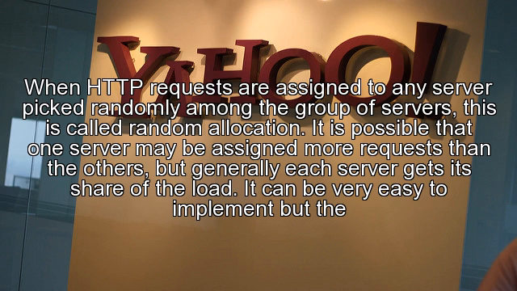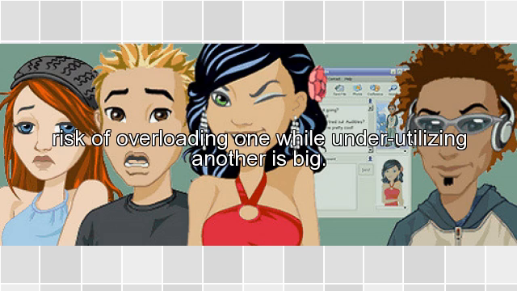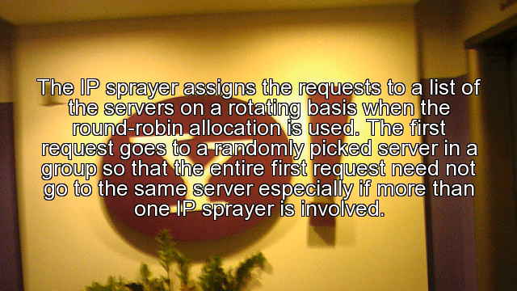When HTTP requests are assigned to any server, picked randomly among the group of servers, this is called random allocation. It is possible that one server may be assigned more requests than the others, but generally each server gets its share of the load. It can be very easy to implement, but the risk of overloading one while underutilizing another is big. The IP sprayer assigns the requests to a list of the servers on a rotating basis when the round-robin allocation is used. The first request goes to a randomly picked server in a group, so that the entire first request need not go to the same server, especially if more than one IP sprayer is involved.